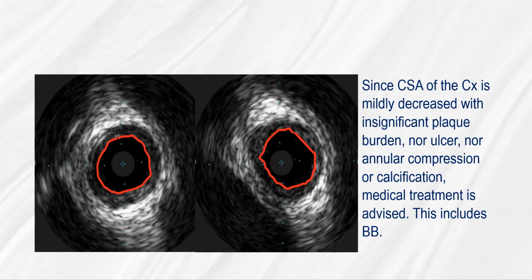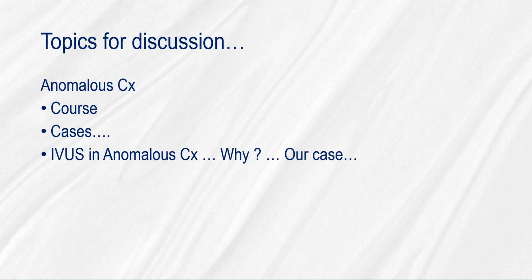Since the cross-section area of the CX is mildly decreased with insignificant plaque burden, nor ulcer, nor annular compression or calcification, medical treatment is advised. This includes beta blockers. And these are the topics to be discussed regarding anomalous CX: course, cases, and IVUS in anomalous CX.